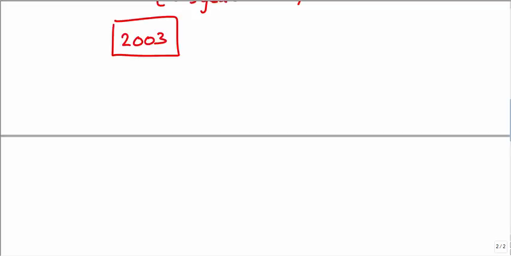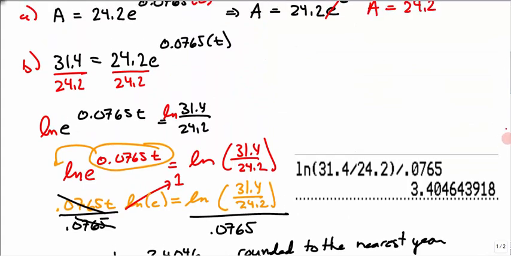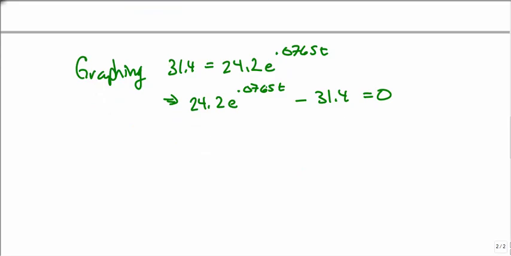Now another way we could have solved this same problem is by graphing. So let's go ahead and look at this graphically as well. So our original problem was up here, 31.4 equals 24.2 e to the 0.0765 t. But I can't graph this. I would have to graph this set equal to 0. So I'd subtract the 31.4. Now notice the minus 31.4 is not in the exponent, it's in the base.